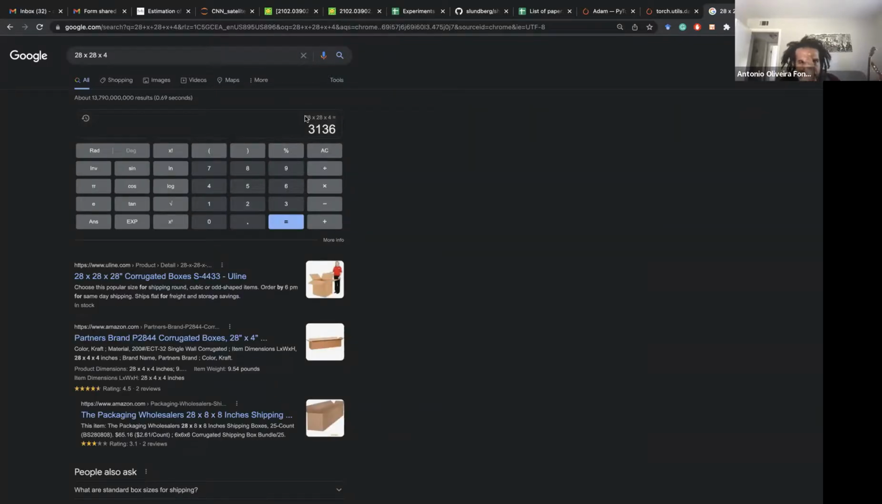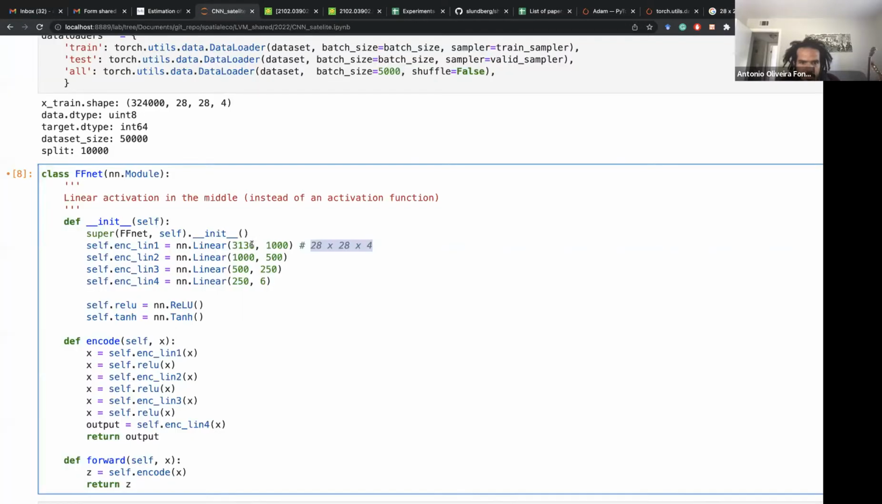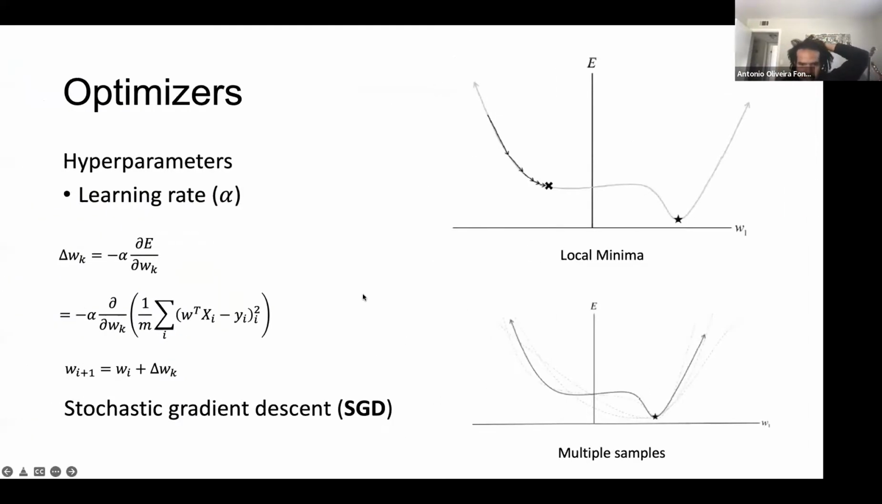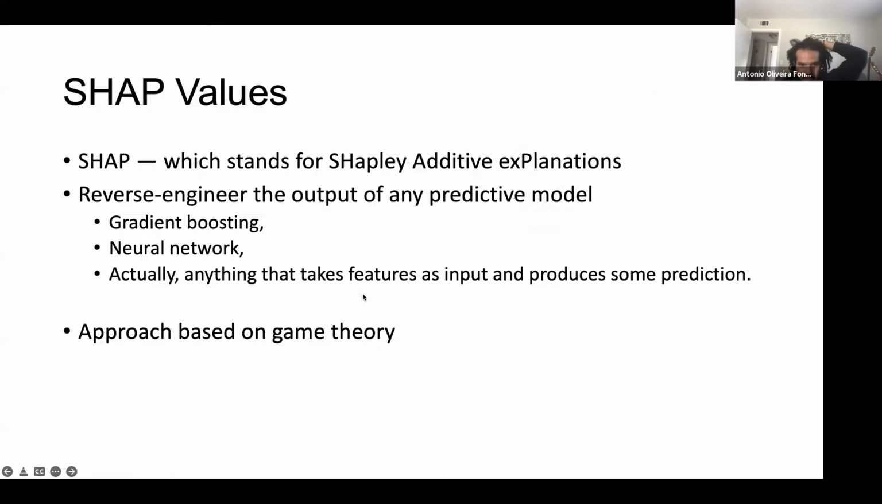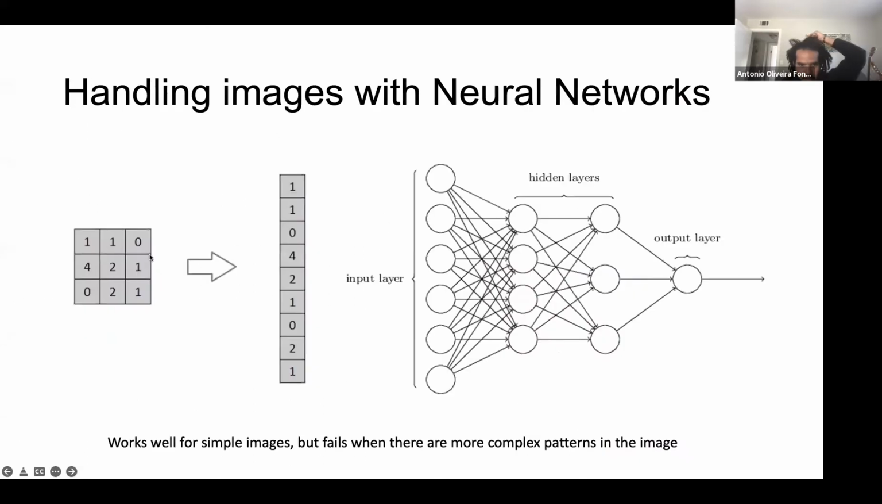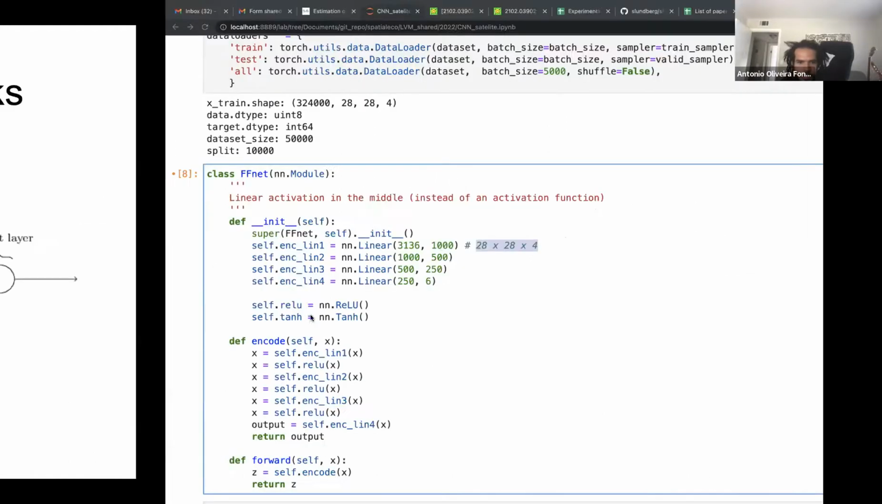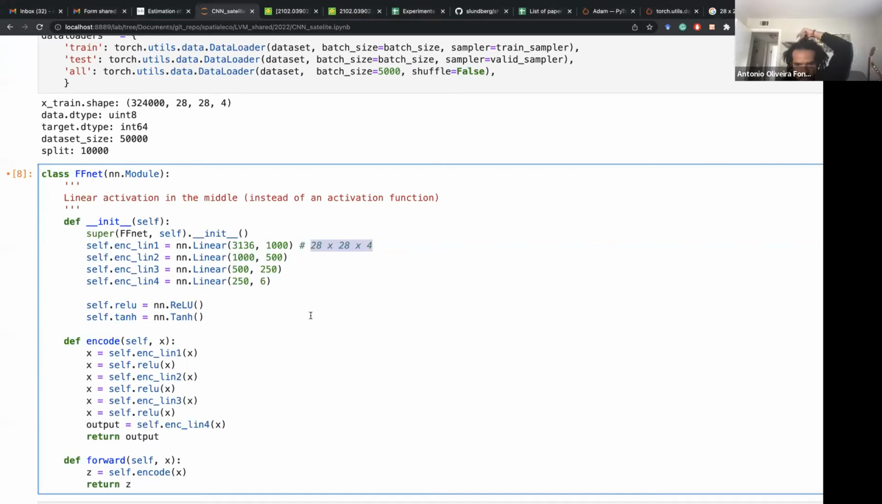$3,136, right? Which is exactly this number that we have here. So what we're doing essentially is to just flatten the whole image, just the way it's suggested here, right? So we get an image and we flatten it, including the channels. And then we use that as input for the model, right? So that's a way we can use a feed-forward neural network to classify images. Okay, any questions there?